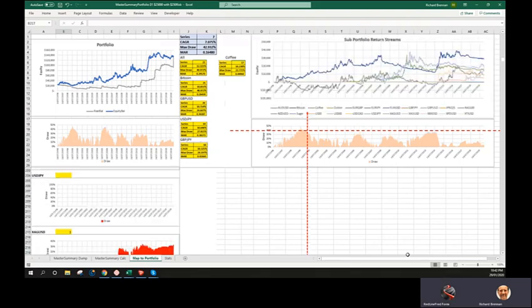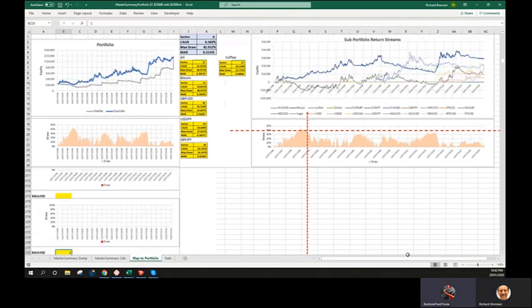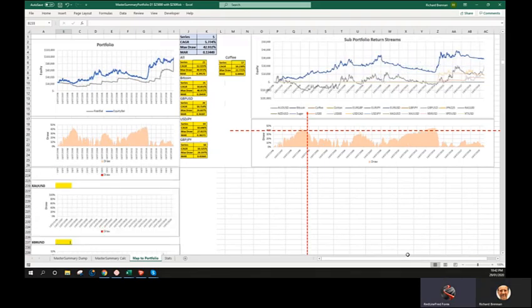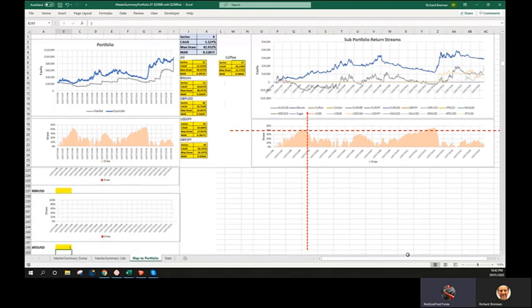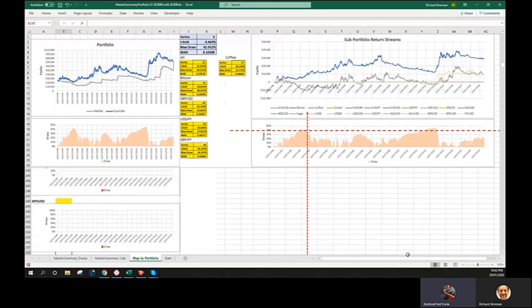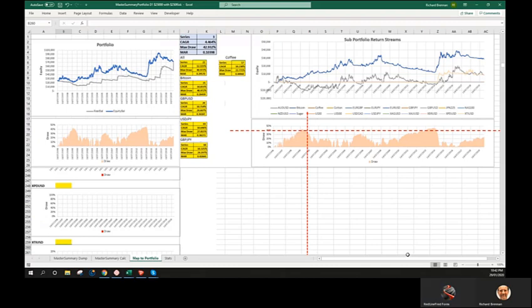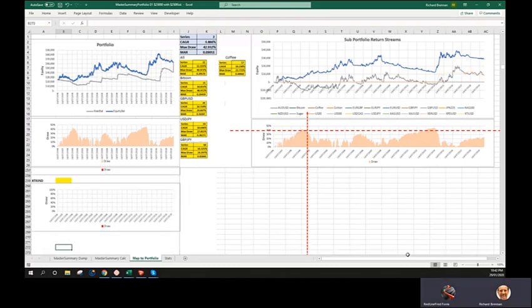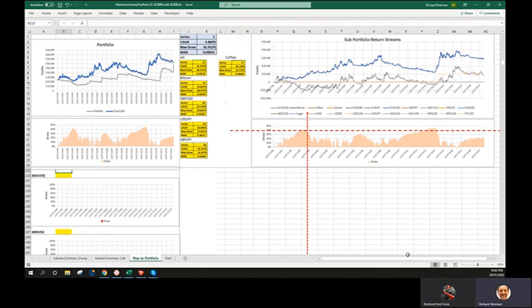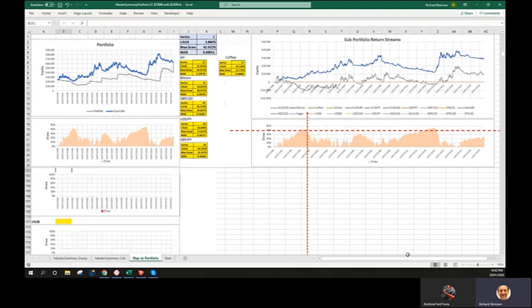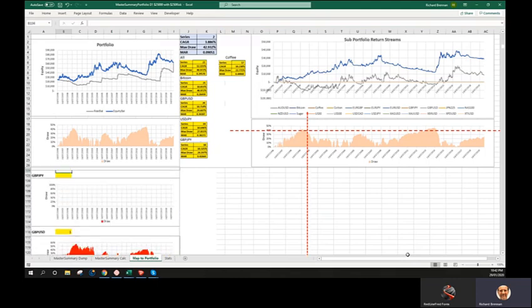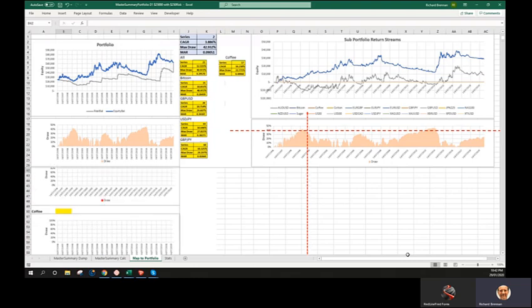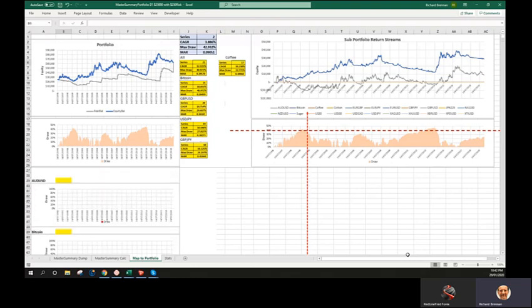So interesting, you can see the sub-portfolio return stream slowly getting less and less, and the master portfolio modified accordingly. There we go. So what we've done is we've turned off all the instruments or all the markets except two of them, which is the Euro USD and the Pound USD. And the reason we've done that is to discuss what we mean in terms of correlation.